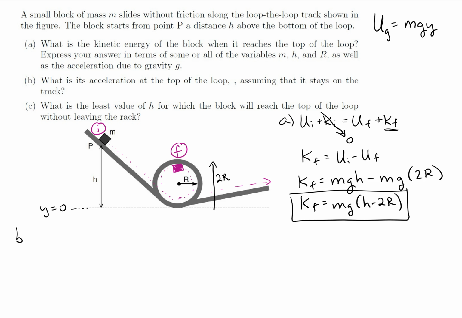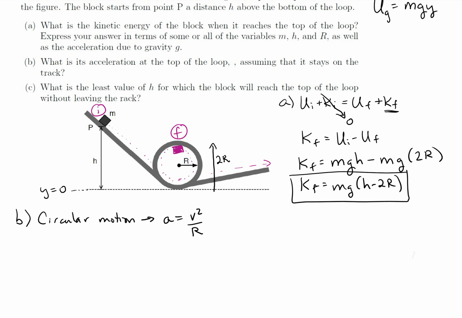Okay, so next, part B asks us, what's the acceleration of the block when it's at the top of the loop, assuming that it stays on the track? We want to recognize here that when the block is going around this loop-de-loop, it's in circular motion. And so the acceleration is going to be v squared over r. And we're not given v, so let's try to write this in terms of the other variables.